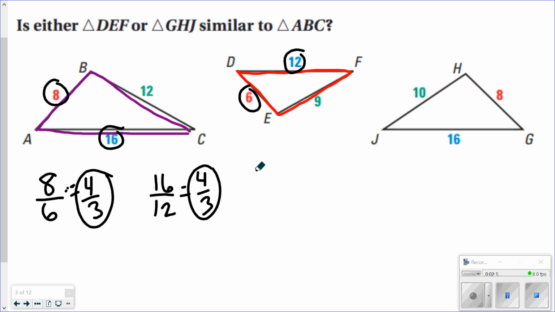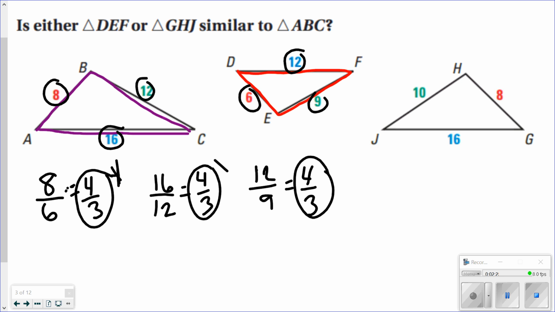So we have 12 and 9. So 12 divided by 9. And that equals 4/3. So because all of my ratios simplify to 4/3, that means that all the sides are corresponding. So these two triangles are similar by side, side, side. But let's look at this last triangle and see why it is not similar to triangle ABC.